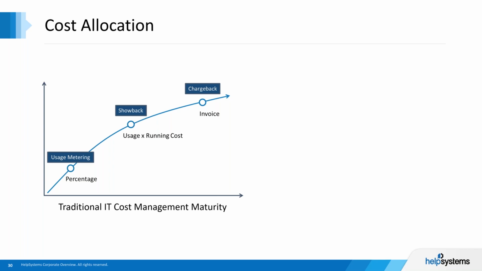The next step is you multiply that usage with the running costs, so you keep track of how much cost is involved in running those different types of workloads, and you do a showback to the consumers to try to make them aware of how much resources they are using and what the cost is that they are incurring. And then ultimately you charge back. So you invoice them for what they're actually using, and that is the ultimate level of IT cost management maturity.